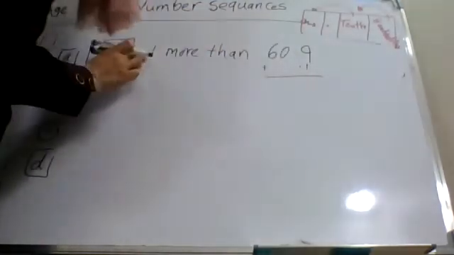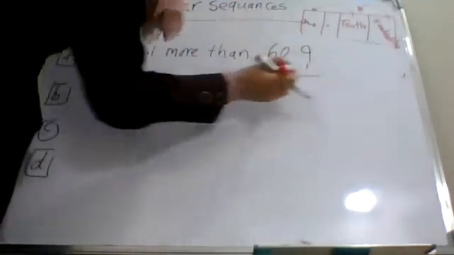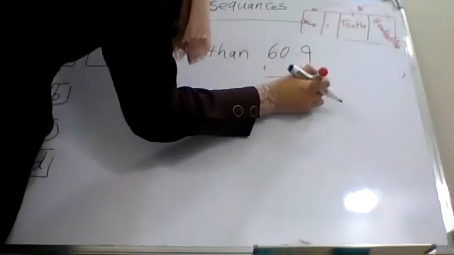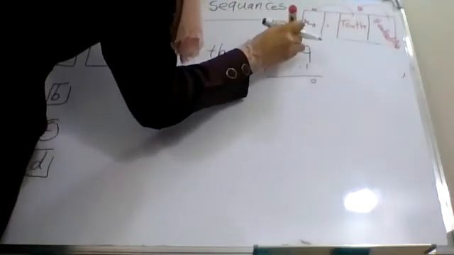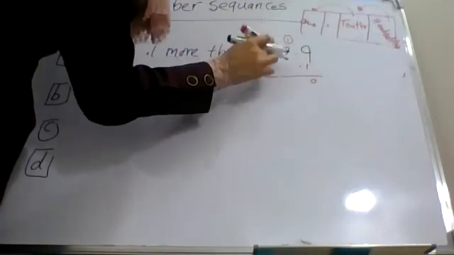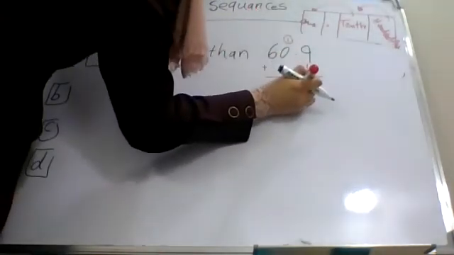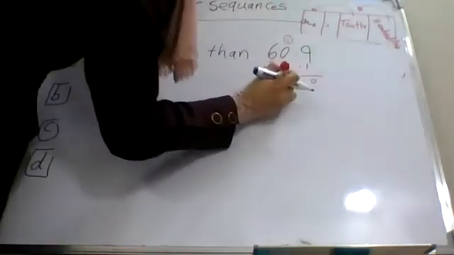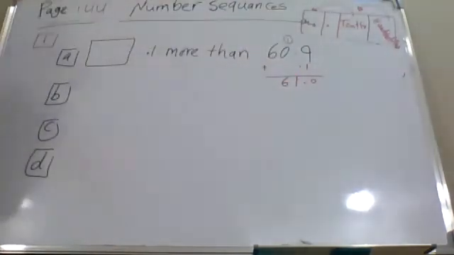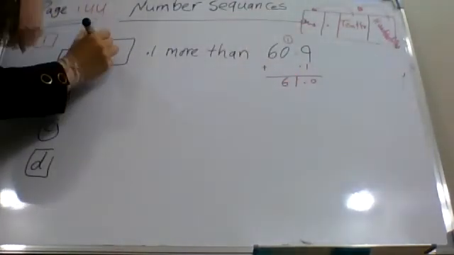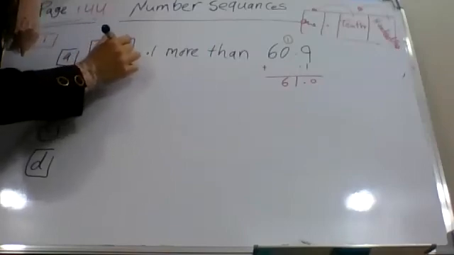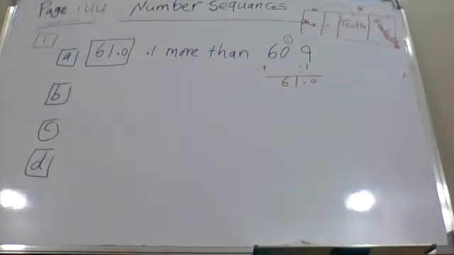So I have 1 tenth more I needed to add here. So I write 9 plus 1 equals 10. I write 0 and carry the 1. Then 1 plus 0 equals 1. So I write it down. I write down the dot. Then I write the 6 down. So I have 61.0. Okay, 61.0. So this is the first one.